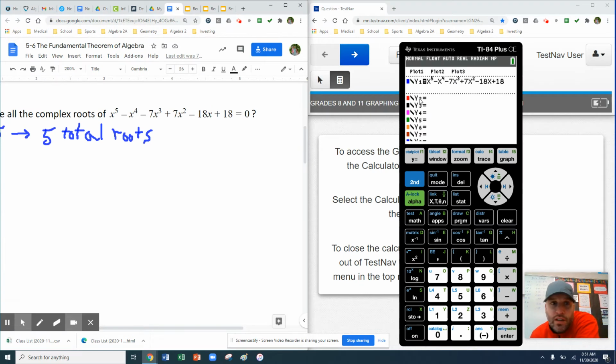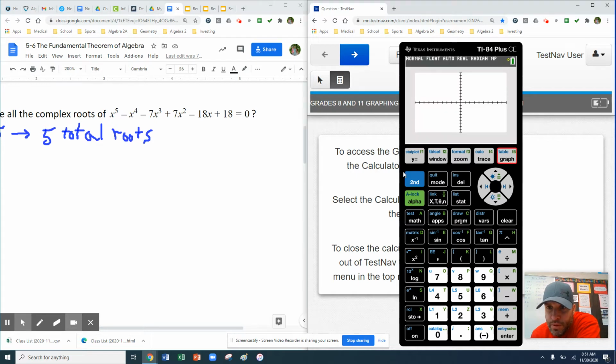So here I am, I've got the polynomial put into my y equals, and I'm going to double, even triple check this to make sure all of my terms are correct. These problems are set up to solve out into nice, easy roots, so I want to make sure that that's all typed in correctly. Once you have that in, you can hit graph, and we should start to see the real roots. Remember, the real roots are the roots that cross your x-axis.